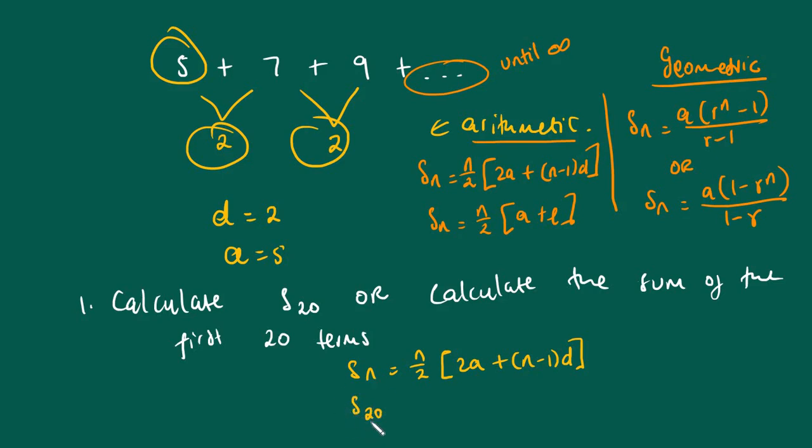S20 means the sum of 20 terms would be 20 divided by 2 into 2. What is your first term? You see, that's why it's important to identify your a and d. So your first term is 5, and then remember you are adding 20 terms, and then your difference is 2. Then from this you can put it in your calculator and get the answer. What should be the answer there?